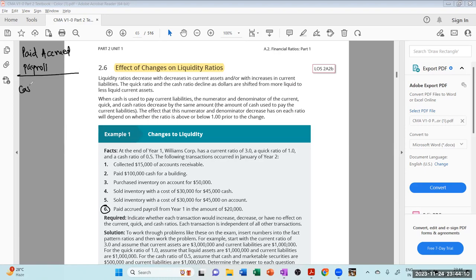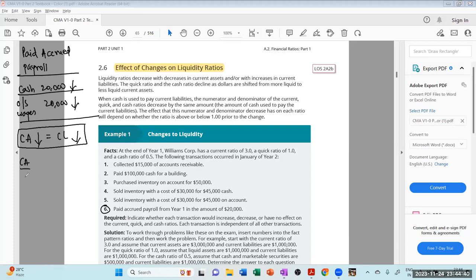The impact of this is that your cash is going to decrease by 20,000, and your outstanding wages are also going to decrease by 20,000. So can I say that your current assets decrease is equal to current liabilities decrease? Can I further say that current assets upon current liabilities has now become current assets minus 20,000 upon current liabilities minus 20,000? Therefore, current ratio is unchanged.